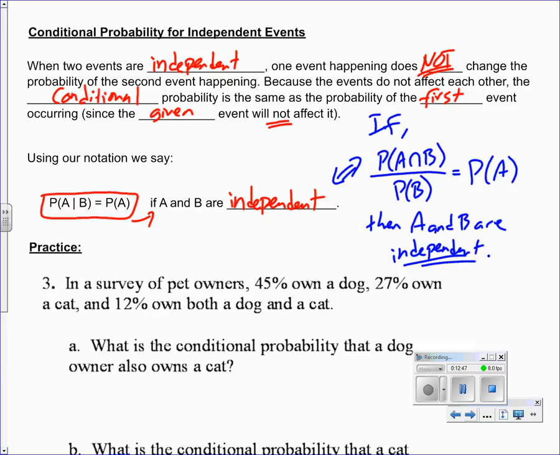So that's it for this video on conditional probability. We're going to do an activity after this in class. There's a practice problem here. This is for you to try on your own. If you want to look up any other videos or resources on this, just look for conditional probability.